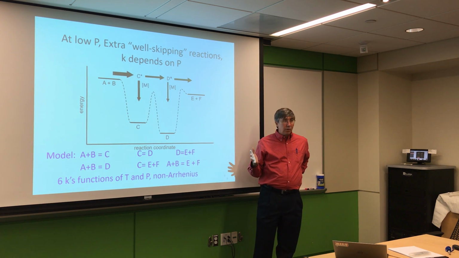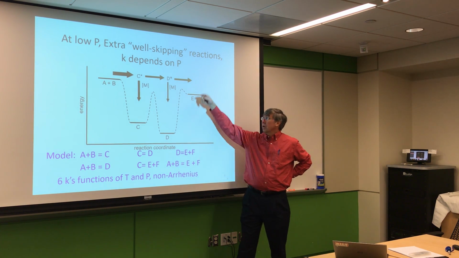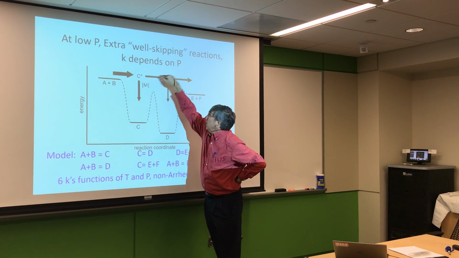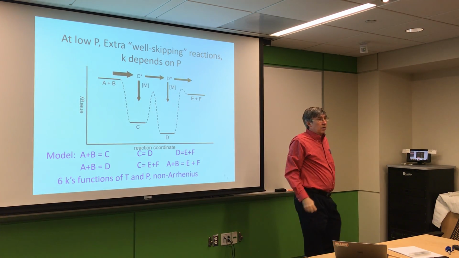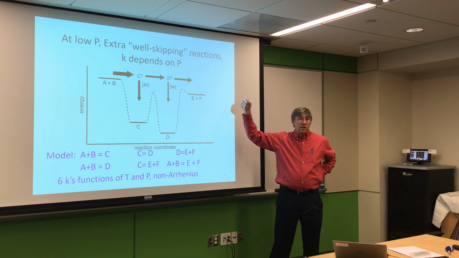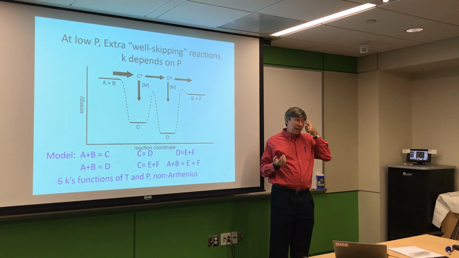Its rate expression is going to be really weird because it has a very strong pressure dependence. As the pressure increases, these intermediates are going to be intercepted by getting cooled down and trapped as the wells, and you won't make E plus F anymore. So you have a very strong pressure dependence on this step, for example. And it also turns out to have a quite non-Arrhenius T dependence.